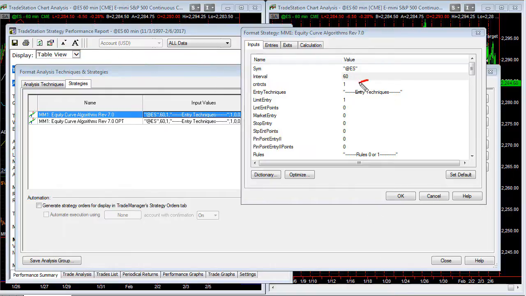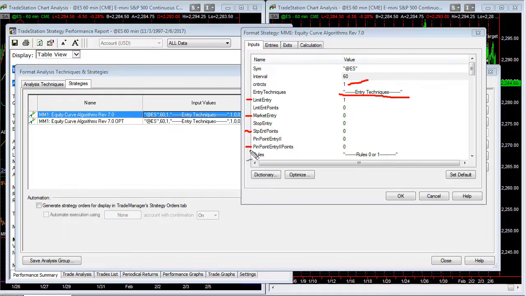Next, the contracts input, CNTRCTS. That is the number of futures contracts traded, and so it's pretty straightforward. And then next we go over the entry techniques. There are 4 different entry techniques. You have limit entry is your first entry technique. Market entry is the next technique. Stop entry is the third, and pinpoint entry 2 is the fourth.